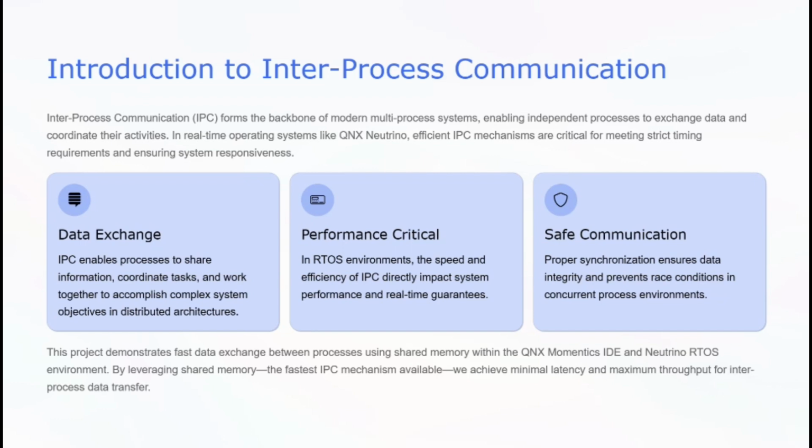The second is performance. A real-time operating system should meet its deadlines, because it is used in hard real-time systems, so it should be performance critical. It should also consist of safe communication, which is proper synchronization that ensures data integrity and prevents race conditions. For synchronization, we use mechanisms like mutexes and semaphores.